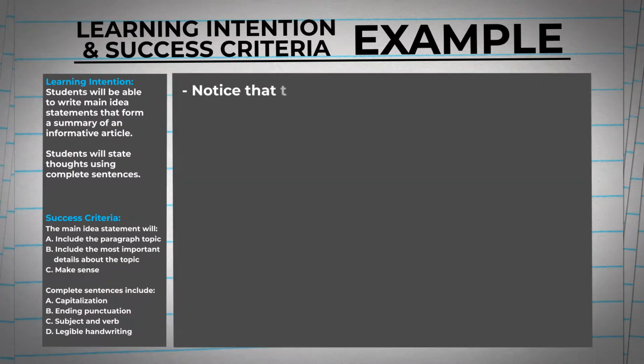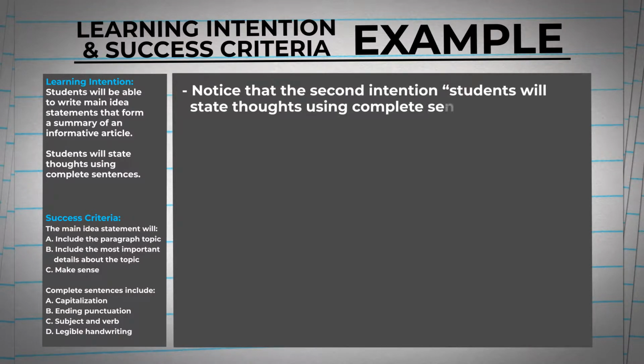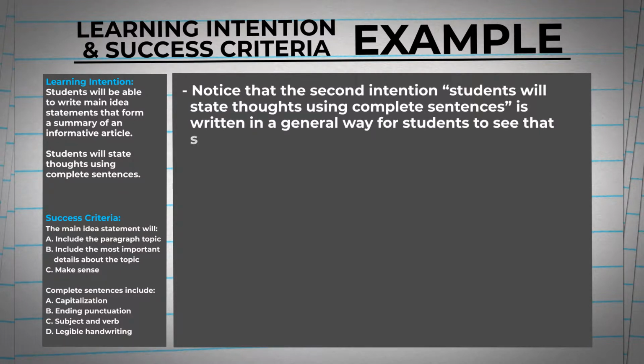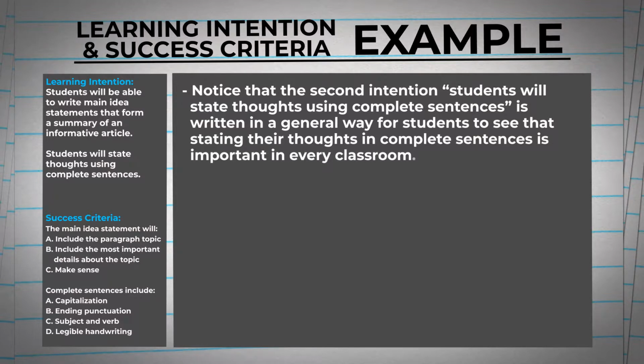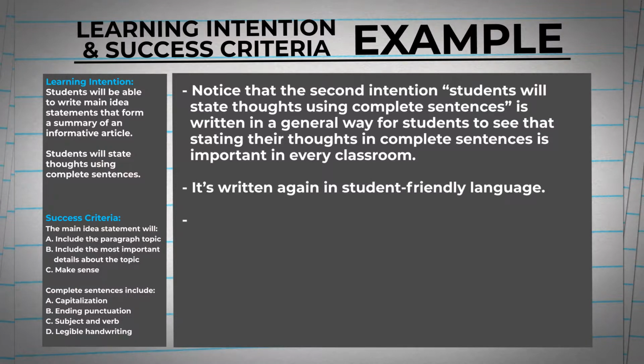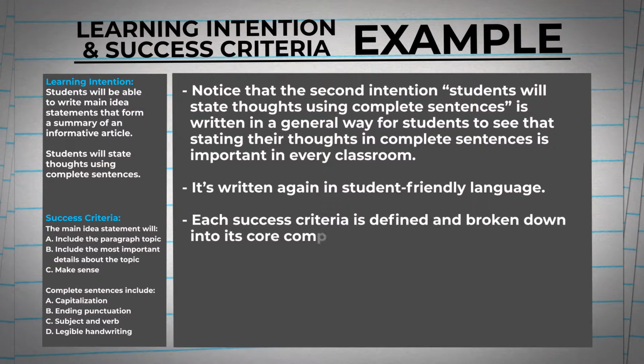First, notice that the second intention, students will state thoughts using complete sentences, is written in a general way for students to see that stating their thoughts in complete sentences is important in every classroom. Second, it's written again in student-friendly language. Finally, each success criteria is defined and broken down into its core components. Using this, students and teachers both clearly understand what they're learning.